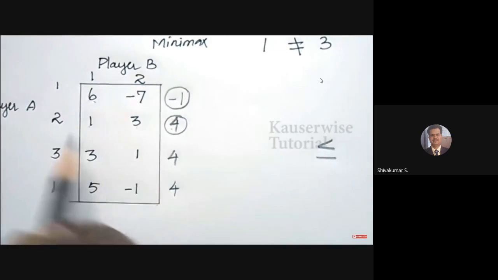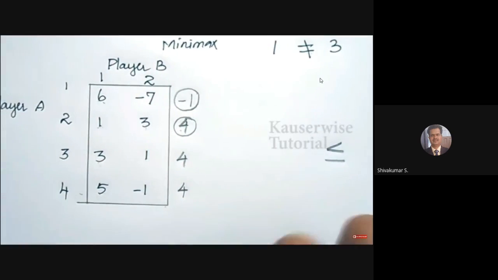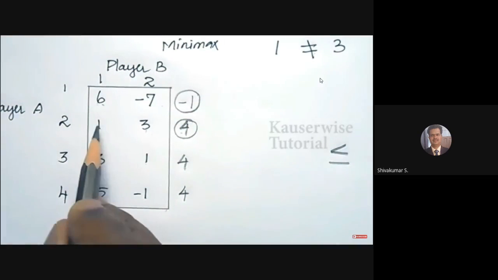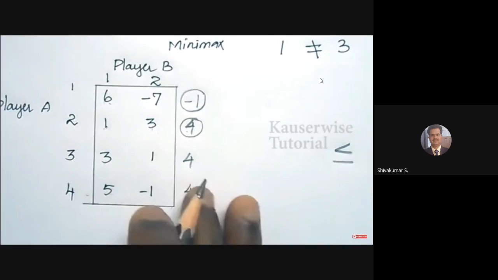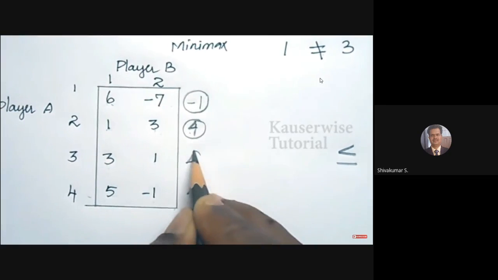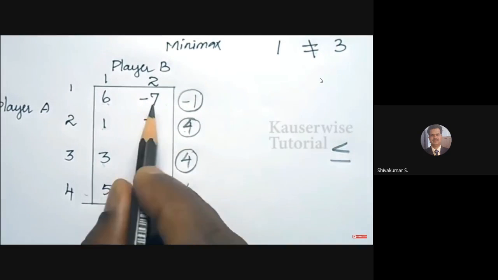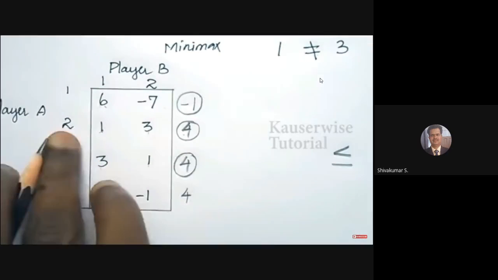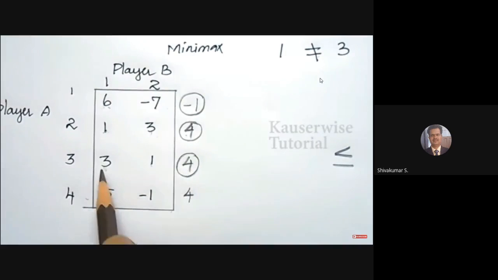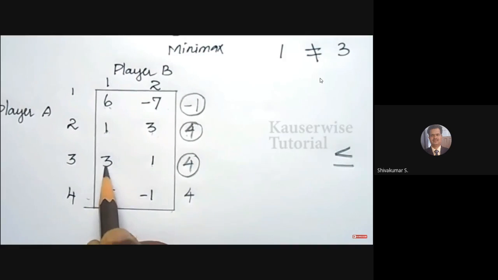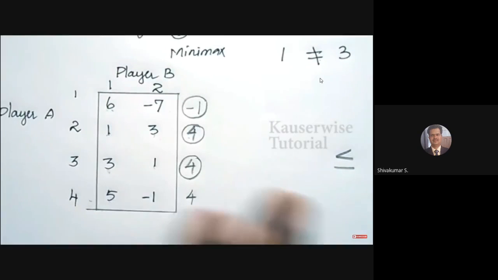Now compare with this value. 1 is lesser than 3, but 3 is greater than 1, no dominance. See the last one, 1 is lesser than 5, but 3 is greater than -1, so no dominance. Now I'm going to check the next one. 3 is lesser than 6, but 1 is greater than -7, so no dominance. See the second row, 1, 3. So 3 is greater value, so no dominance. Last option, 3 is lesser than 5, but 1 is greater than -1, so no dominance.